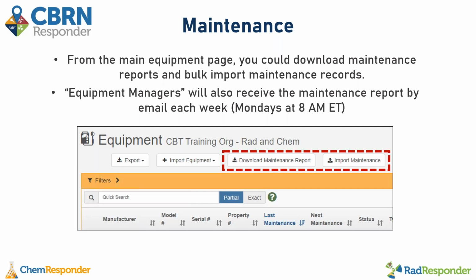If you have that equipment manager role, you will also receive the maintenance report by email each week. It comes out each Monday at 8 a.m. Eastern. So it's one of the automated notifications and reporting features that we've got in the system.